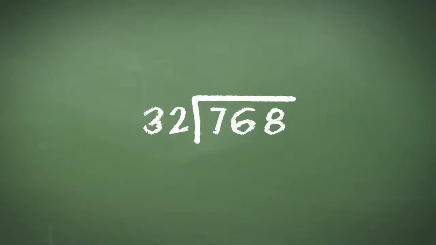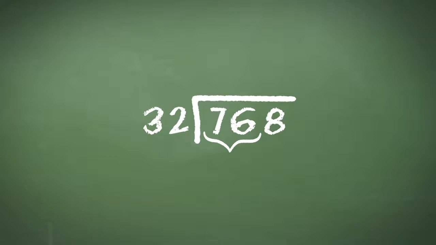Like in short division, we start from the left, the hundreds column, and work towards the units column. Looking at the 7, we can see that 32 does not go into 7, so we move across to the tens column and look at the 76. The next step involves a bit of trial and error.